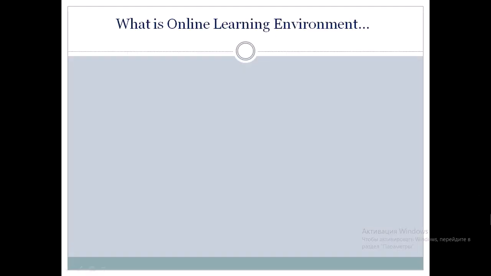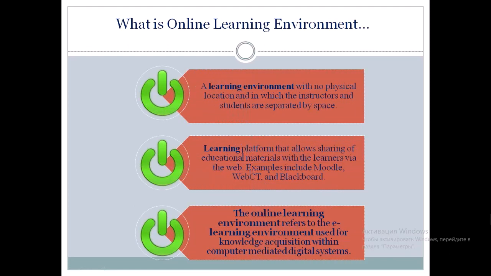Let's discuss what online learning environments are. Electronic learning, or e-learning, is a learning environment with no physical location, in which the instructors and the students are separated by space. It is a learning platform that allows sharing of educational materials with the learners via the web. Examples include Moodle, WebCT, and Blackboard. The online learning environment refers to the e-learning environment used for knowledge acquisition within computer-mediated digital systems.